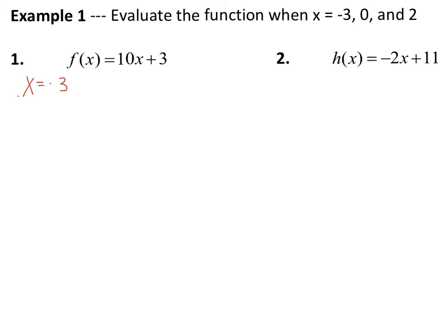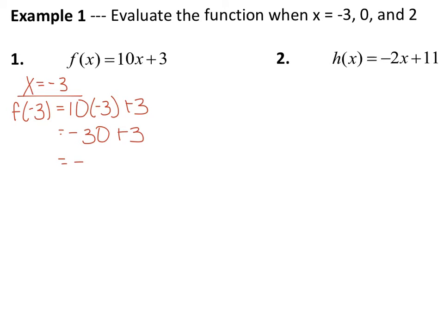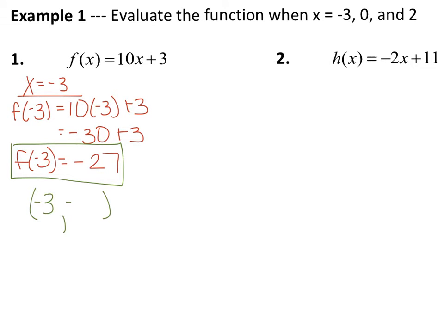What that means is that wherever I see an x in that example, I'm going to write the number -3. So I have f of -3 equals 10 times -3 plus 3. I'm going to complete this vertically. So I have -30 plus 3, which equals -27. So f of -3 equals -27 is my solution. If I were to write that as an ordered pair, my x value is -3 and my y value is -27. So this would be your ordered pair.